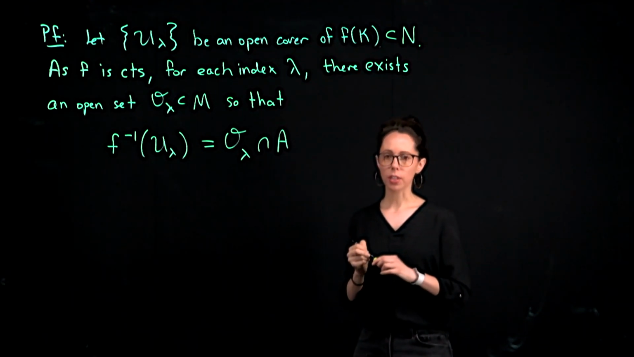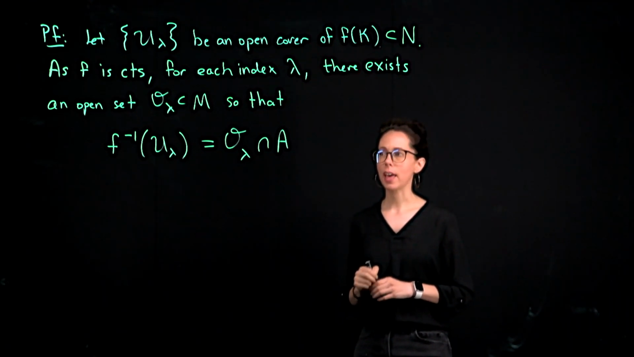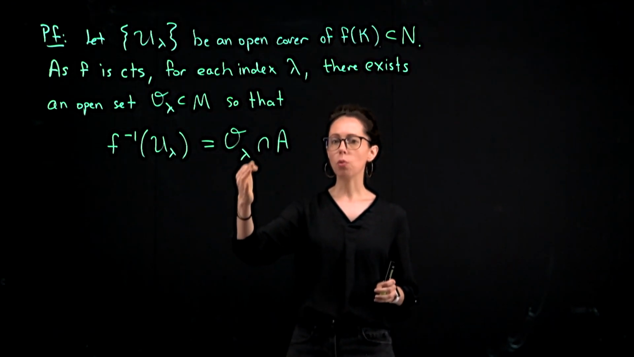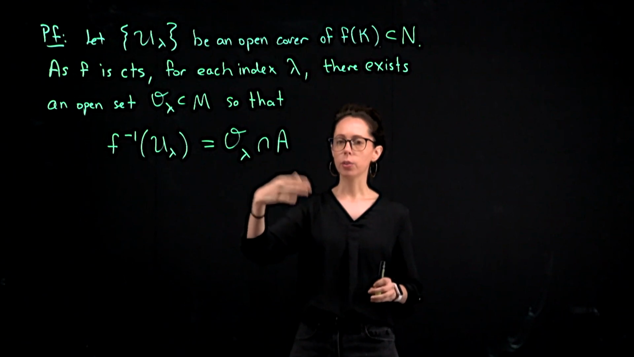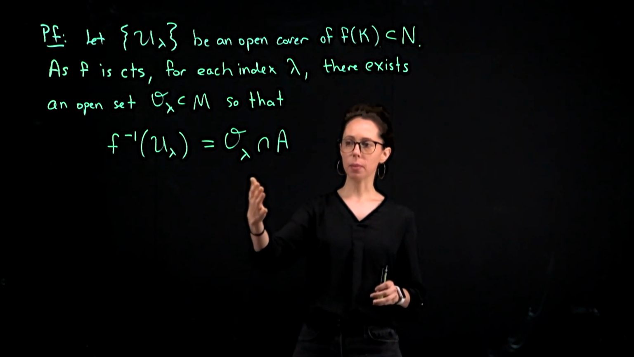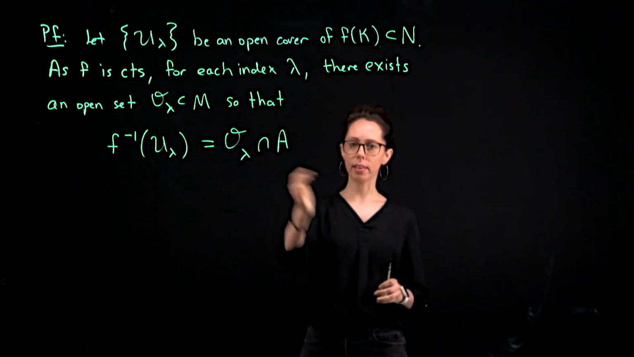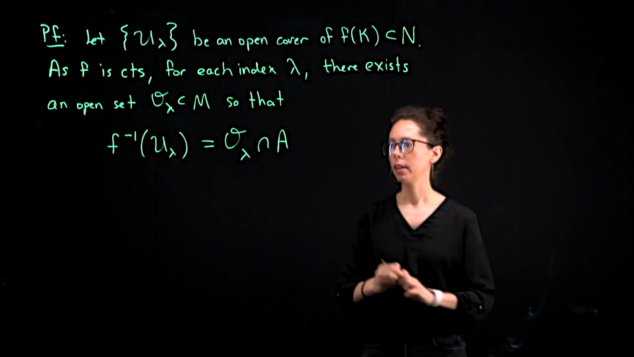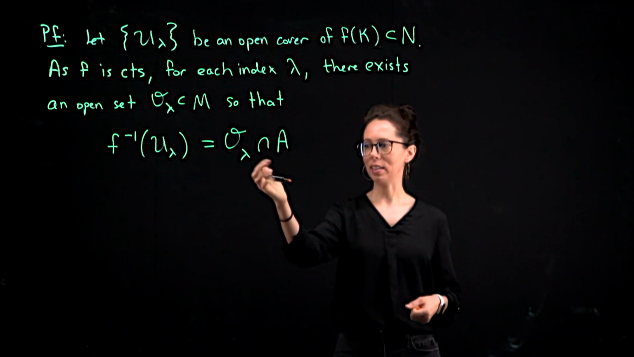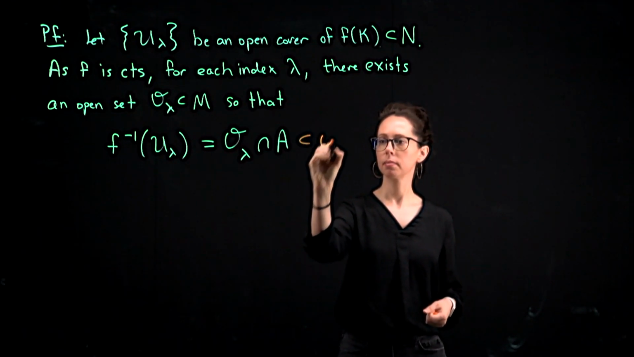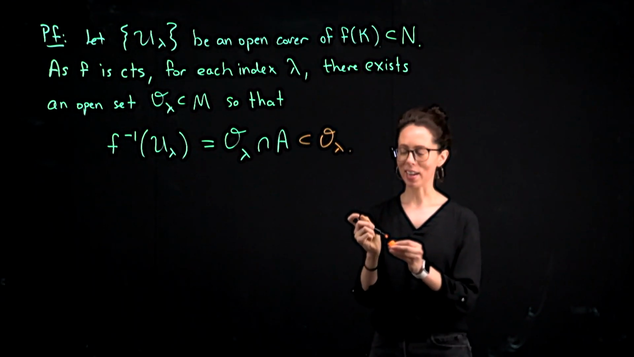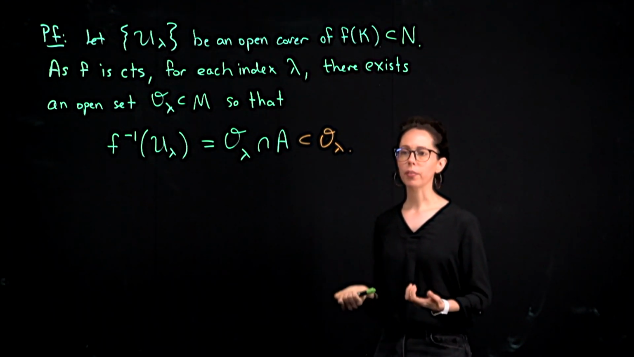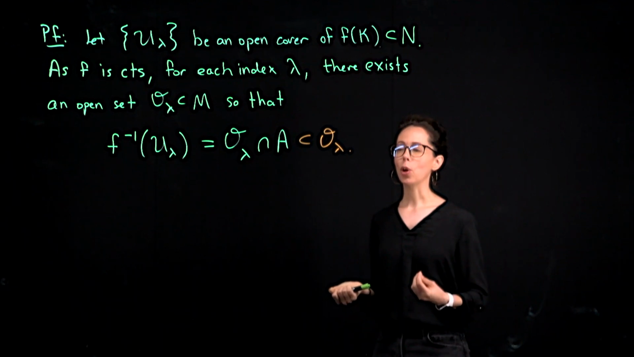This is the topological characterization of continuity, which says that the preimage of open sets is open relative to the domain. So open relative to the domain means it can be written as an intersection of an open set and the domain. Then I want to point out here that this intersection is a subset of O sub lambda. I think that just helps to see the next step. All right, I claim that the family of O sub lambdas is now an open cover of K.